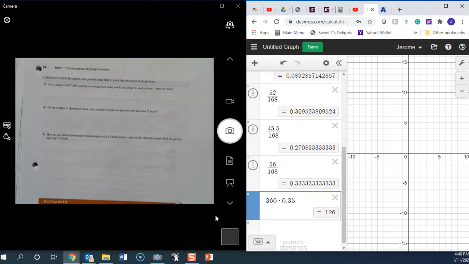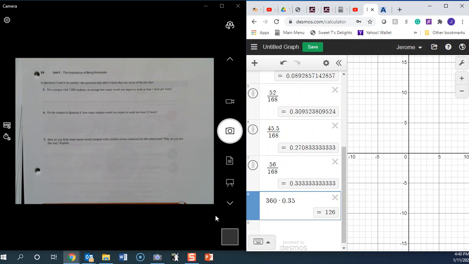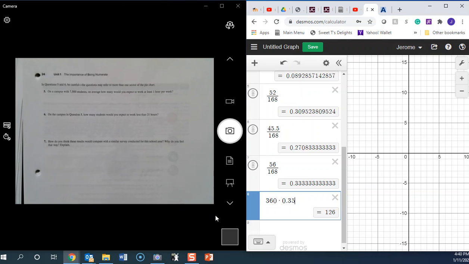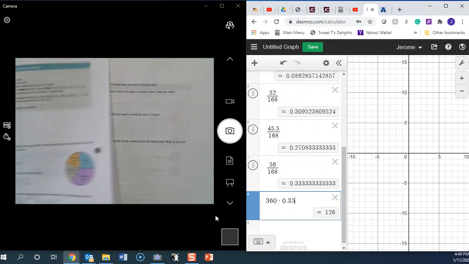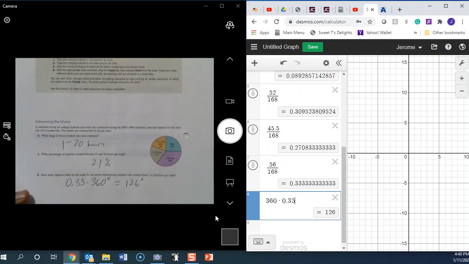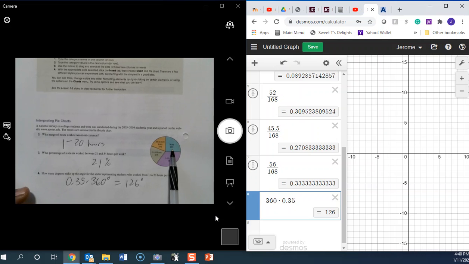Okay, now we move on to the next page. It says number 5, on a campus with 7,500 students, on average, how many would you expect to work at least 1 hour per week? So look, just to make this a little easier, it said at least. That means that amount or more. The only category that doesn't have one or more is the none, and that's 25%.